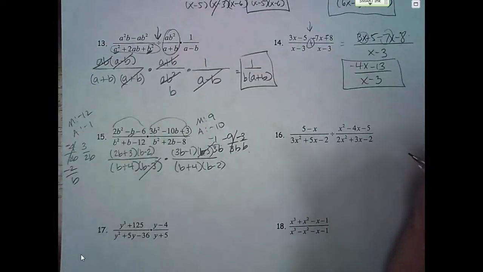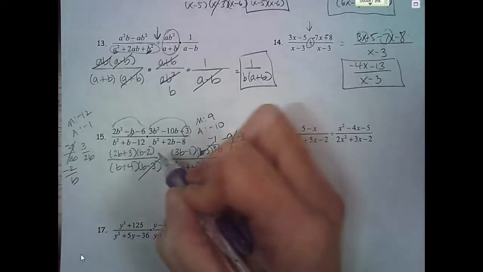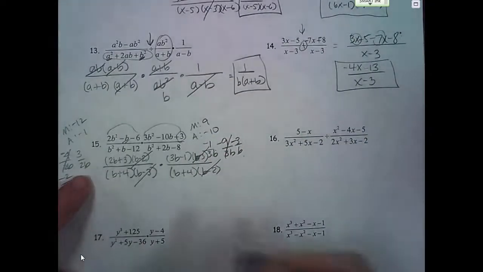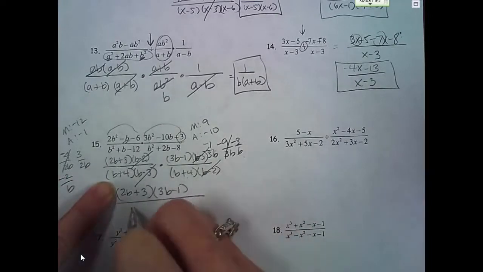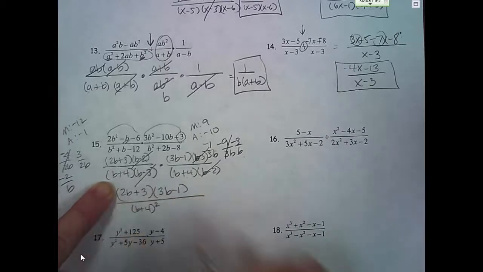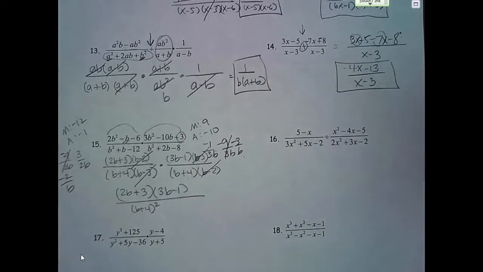And then the other ones that are going to cancel are the b minus 2's. So in the top, I actually have 2 factors still left. That's okay. On the bottom, I have b plus 4 twice. And you can just write it as a square if you want, or you can write it out 2 times.